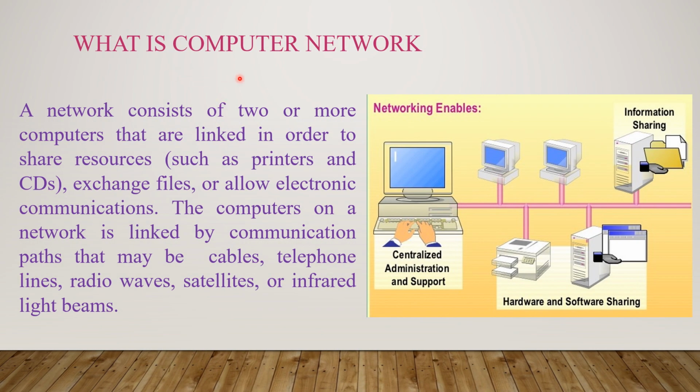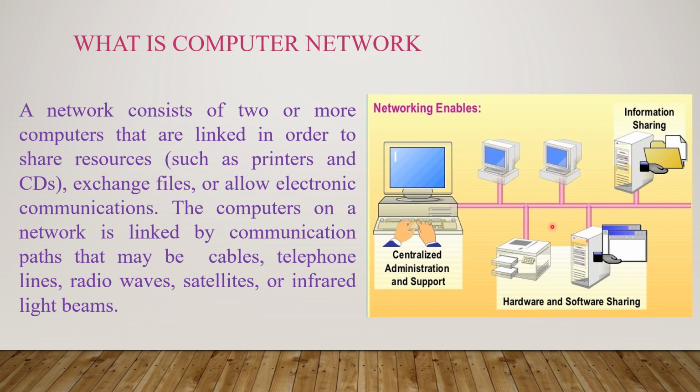First, we have to discuss what is computer network. A network consists of two or more computers that are linked in order to share resources such as printers and CDs, exchange files, or allow electronic communications. The computers on a network are linked by a communication path that may be cables, telephone lines, radio waves, satellites, or infrared light beams. So, to establish a network, we require at least two computers and a communication path.